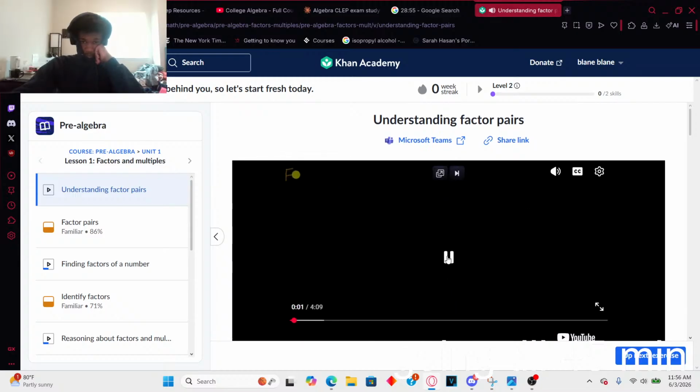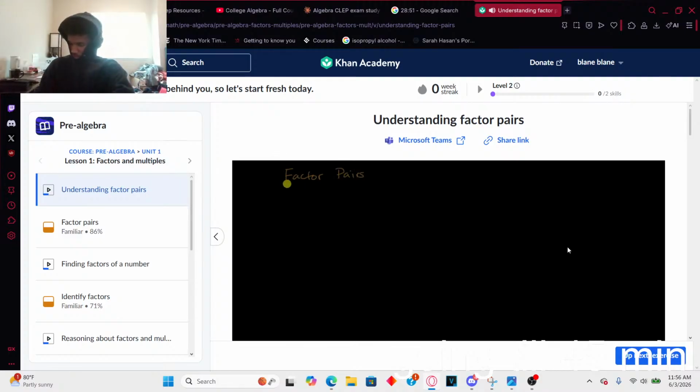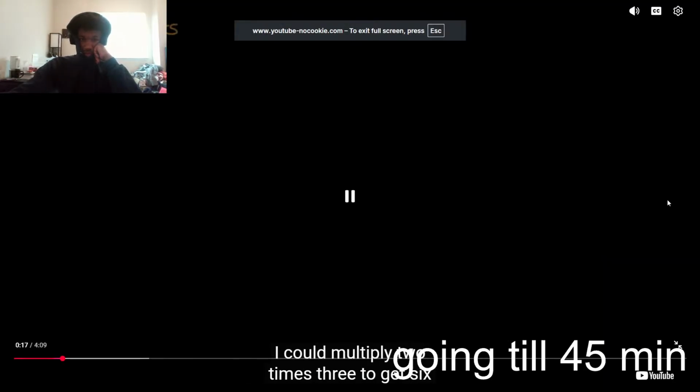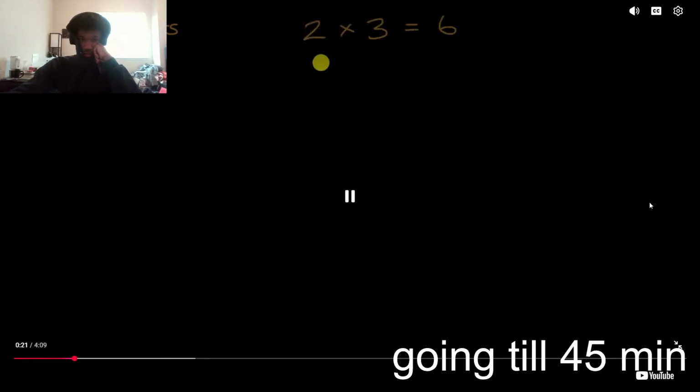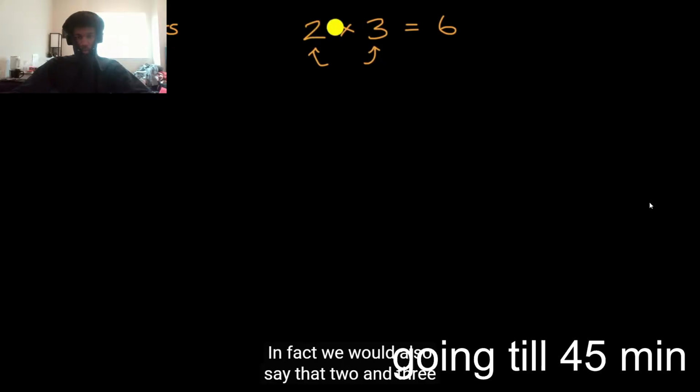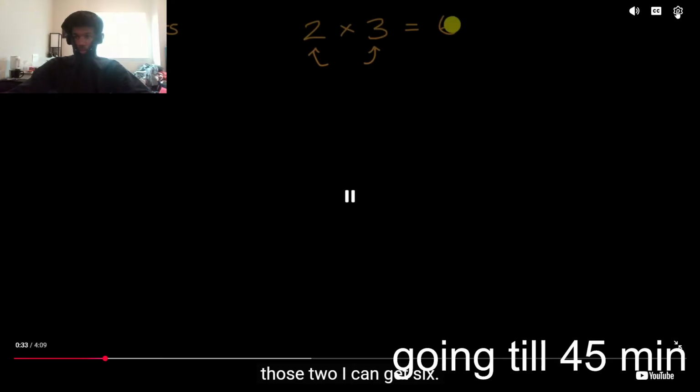What we're going to do in this video is talk about factors and factor pairs. Now, when we talk about factors, these are really numbers that can be multiplied together to make some number. So, for example, if I were to talk about factors of 6, I could multiply 2 times 3 to get 6. And so we would say that 2 and 3 are factors of 6. In fact, we would also say that 2 and 3 is a factor pair for 6, because when I multiply those two, I can get 6.